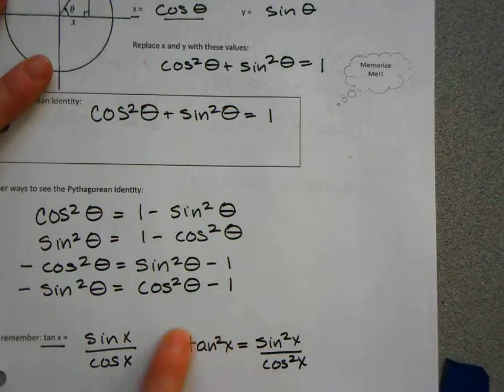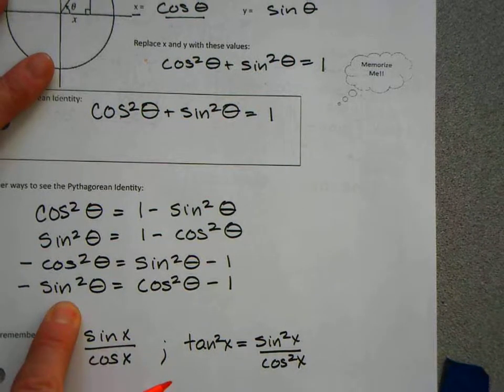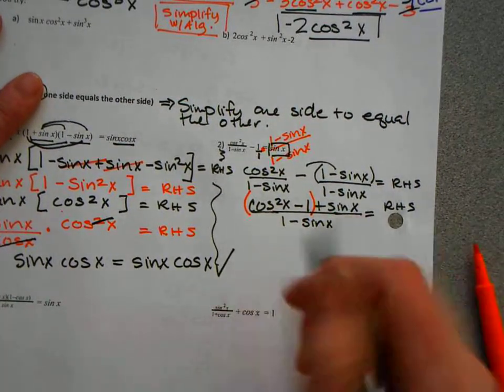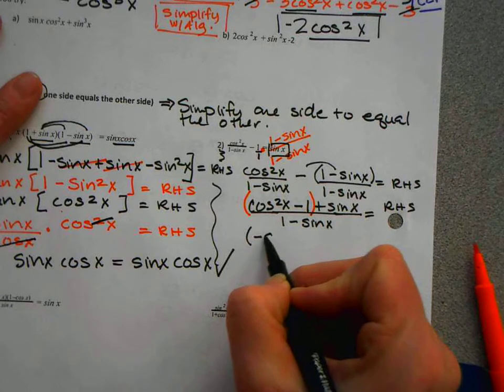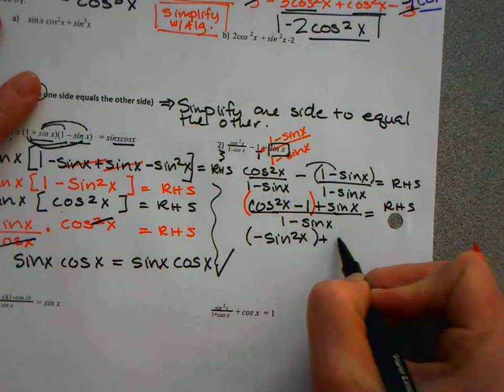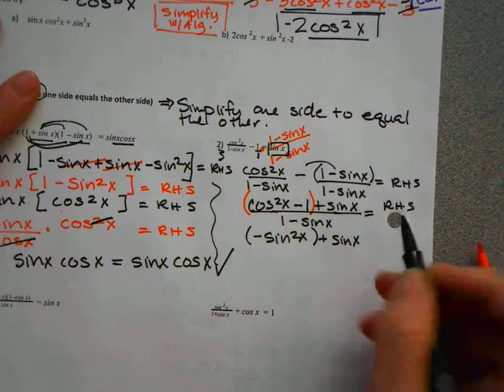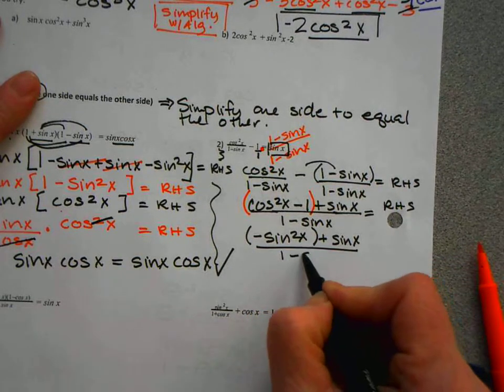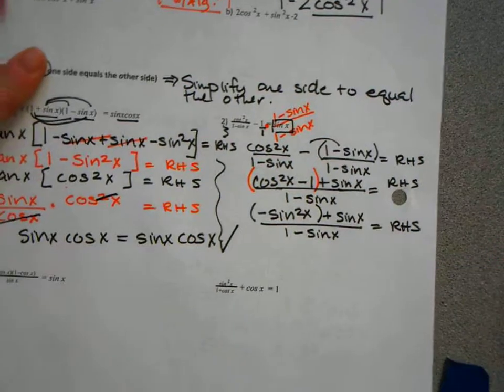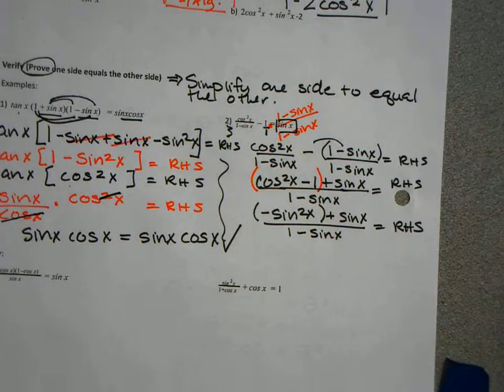Cosine squared x minus 1 is equal to the negative sine squared of x. So let's substitute. Okay, so instead of this, I'm going to have the negative sine squared of x plus the sine of x over 1 minus the sine of x. This looks like our right-hand side, but there we go. There we go. Okay.